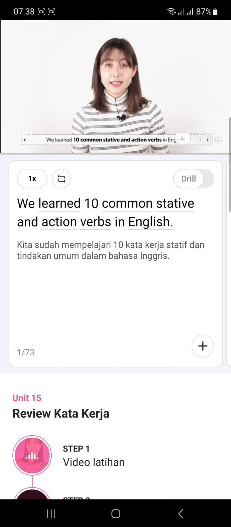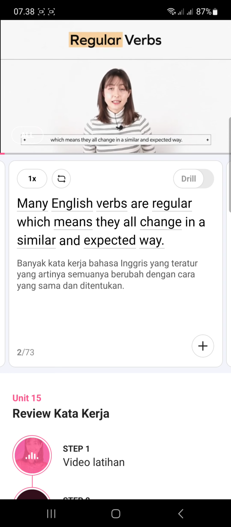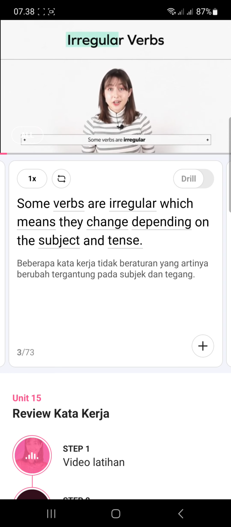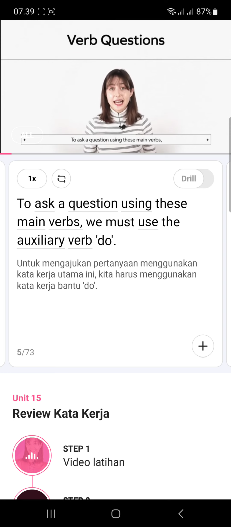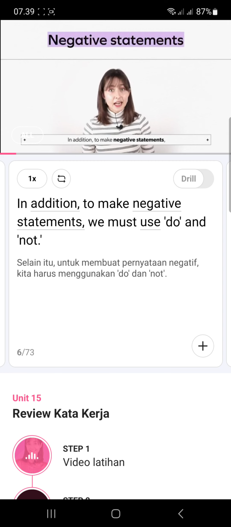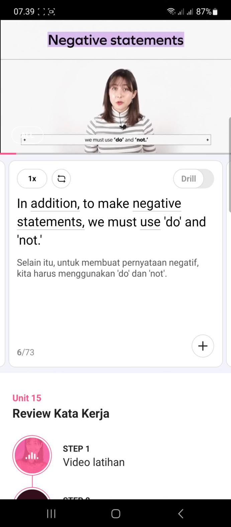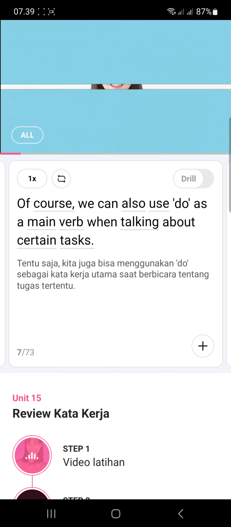We learned 10 common stative and action verbs in English. Many English verbs are regular, which means they all change in a similar and expected way. Some verbs are irregular, which means they change depending on the subject and tense. These should be memorized. To ask a question using these main verbs, we must use the auxiliary verb do. In addition, to make negative statements, we must use do and not. Of course, we can also use do as a main verb when talking about certain tasks.